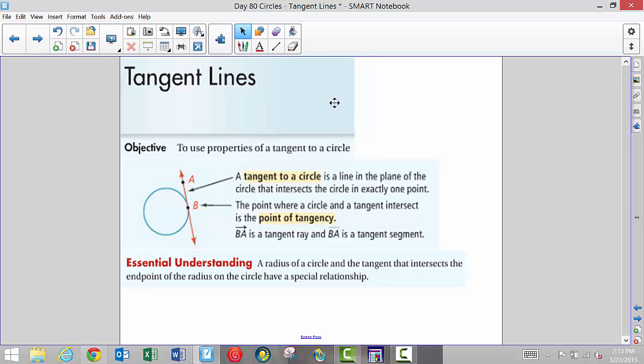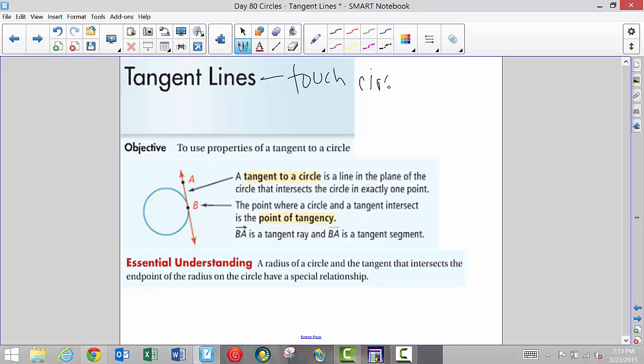Again, tangent lines touch the circle at one point, only one point. If it touches the circle at 2 points, it can't be tangent. Make sure you understand your vocab of tangent to a circle and what point of tangency is. Where the line and the circle meet is the point of tangency. The tangent to the circle touches the circle once and only once. So here B is my point of tangency, A to B or B to A is my tangent line.